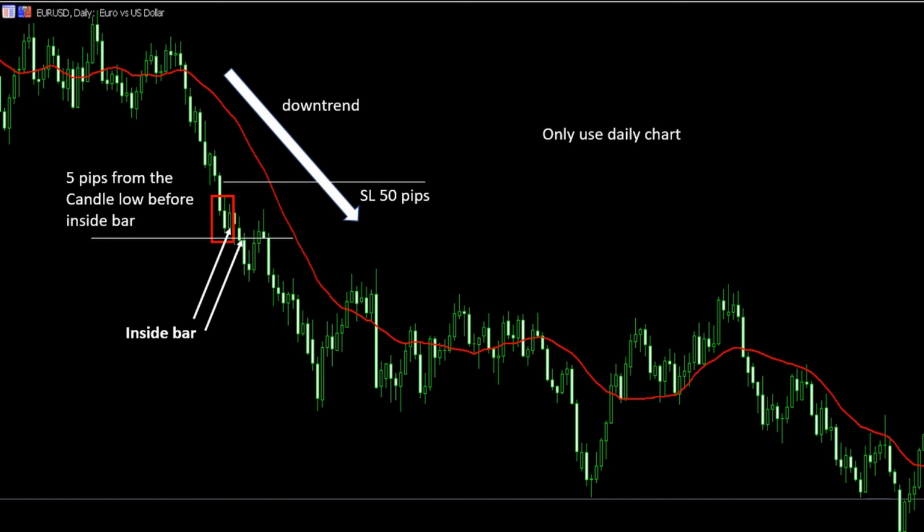So when you see the downtrend, first thing you need to look for is the inside bar. Once the inside bar is formed, you set the entry. For example, this is a downtrend, so you are going to sell. You set the entry sell about 5 pips from the previous candle low. Then you set the stop loss 50 pips from the high of the previous candle.